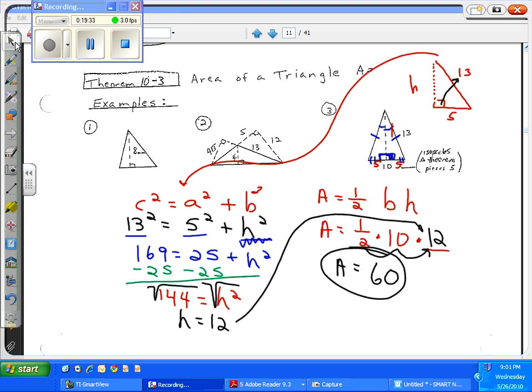Any questions on the areas of those 3 triangles? The base is the side of the triangle. The height is how tall it is if you set it on its base or set it on its bottom. Okay?